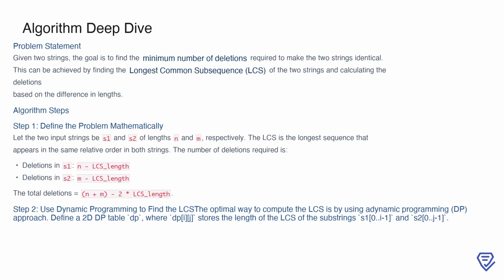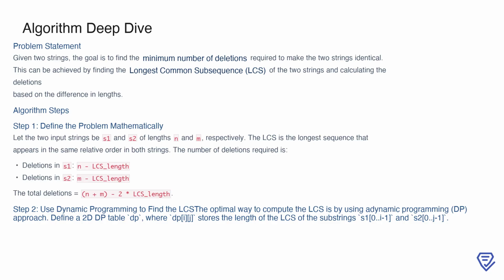Here, we define a 2D DP table, dp, where each cell dp[i][j] represents the LCS length for the substrings s1[0..i-1] and s2[0..j-1]. The first step in this process is setting up the DP table for computation.